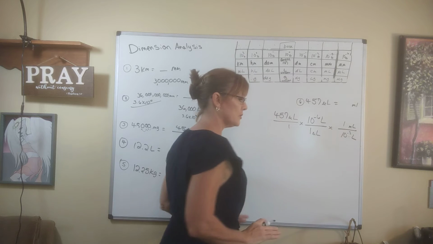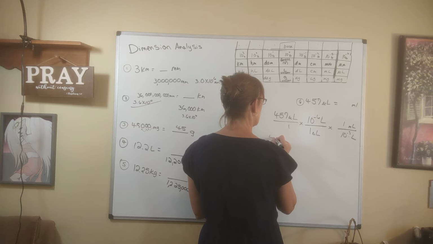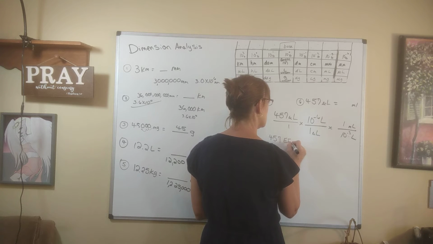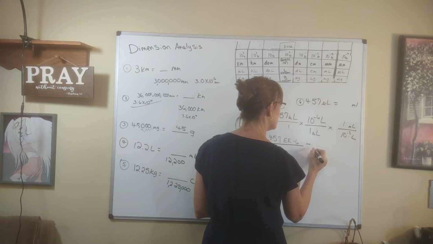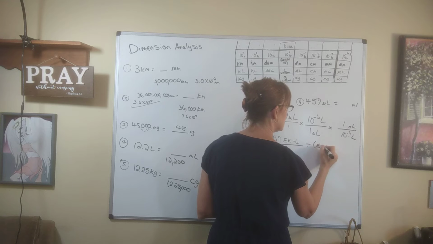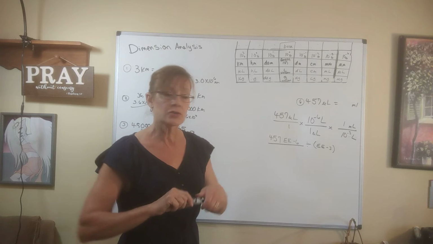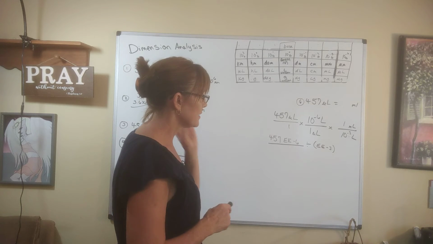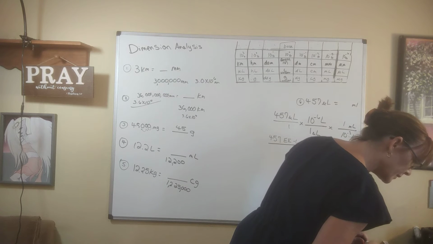So now, what we can do with our calculator is say 4, 5, 7, and you can hit EE, negative 6, and then you can divide that by 1 times 1 times this, which is just 1 times that, EE, negative 3. So that's how you can use your EE button. And so when you do that, what will you end up with?